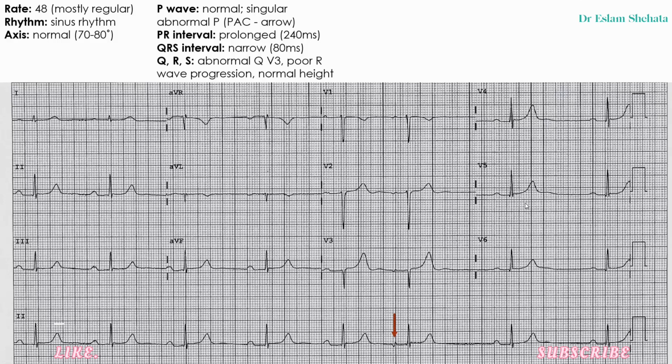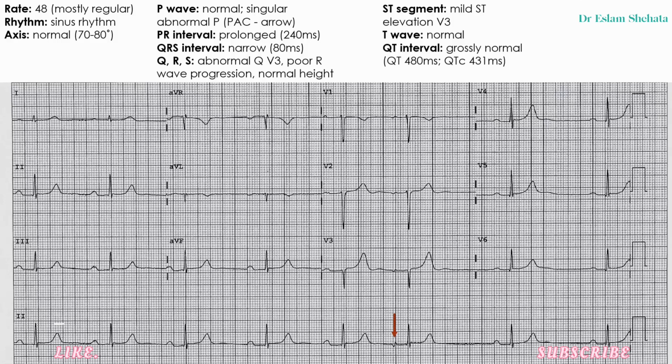Otherwise, they are of normal height though, right? No hypertrophy. Alright. ST segments, there is some mild ST segment elevation in V3. The T waves are normal, the QT interval is grossly normal, and the QTC is 431, so normal.